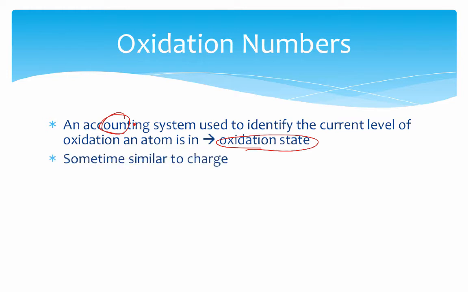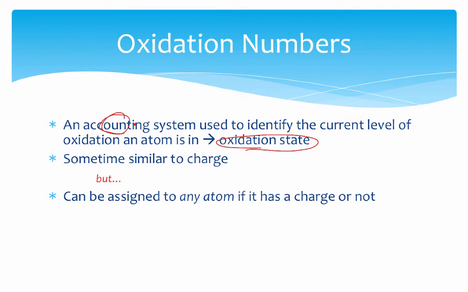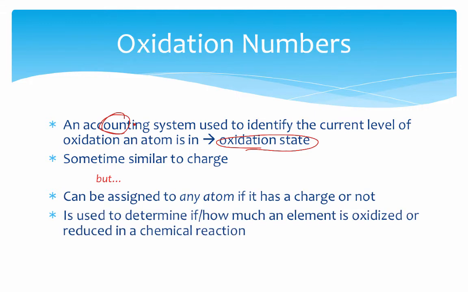Sometimes these oxidation numbers or oxidation states are very similar to charge, but as I've already talked about, not every single element has a charge associated with it, yet all elements need to have an oxidation state. So an oxidation state system can be assigned to any atom, even if it has a charge or not. It is used to determine if or how much an element is oxidized or reduced in a chemical reaction. Like I said, it's an accounting system. We see the oxidation state before the reaction and afterwards, and we get an idea of how much change has occurred, which eventually will be used as a tool for balancing the reactions.